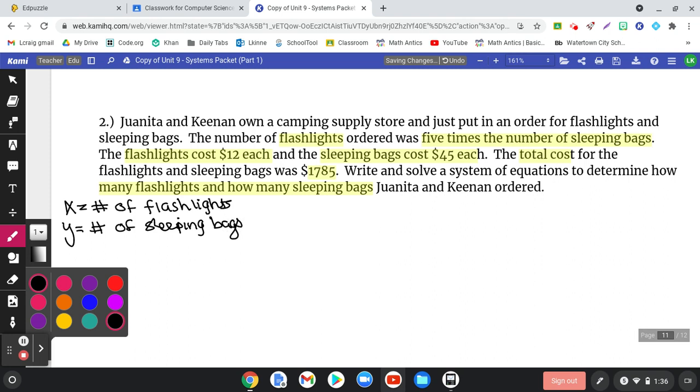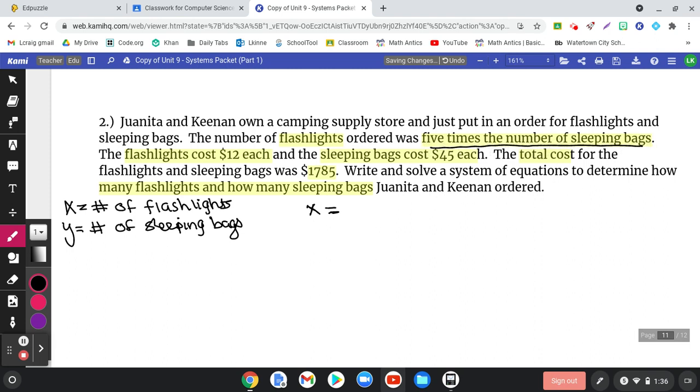Okay, so let's go back up. Right here is important. The number of flashlights equals. So flashlights, which is X, equals 5 times the number of sleeping bags. Well, sleeping bags is Y. 5 times Y. Well, that's not bad. Flashlights cost 12 each. Sleeping bags cost 45 each. The total cost was $1,785.